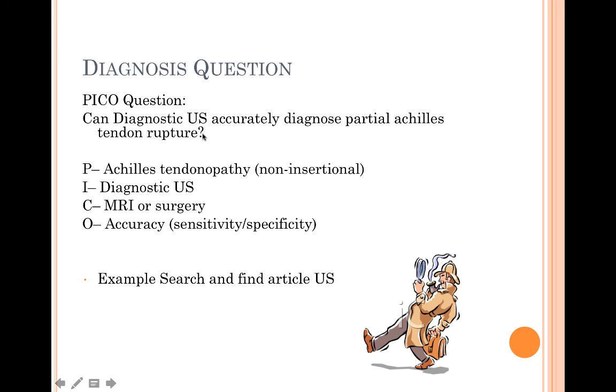What's the cognitive dissonance related to this? About 20% of people with Achilles tendinopathy don't recover, and one of the predictive factors of that is whether they have a partial tear. So diagnosing a partial tear may be relevant early. I wondered whether ultrasound accurately picks that up. The P is Achilles tendinopathy, and again it's non-insertional. The I is the diagnostic ultrasound test. The comparison is MRI or surgery, and the outcome is how accurate that is. That might be something I could search on.